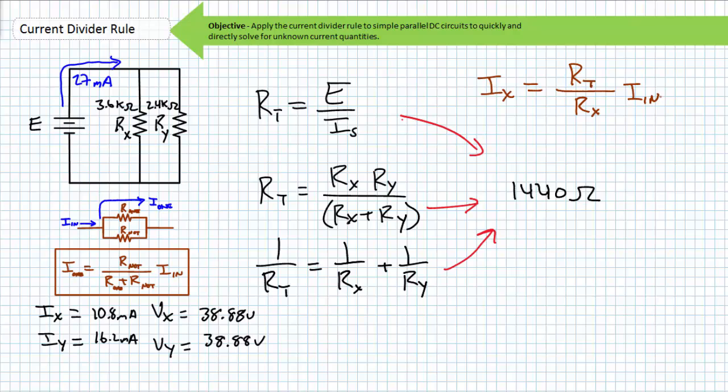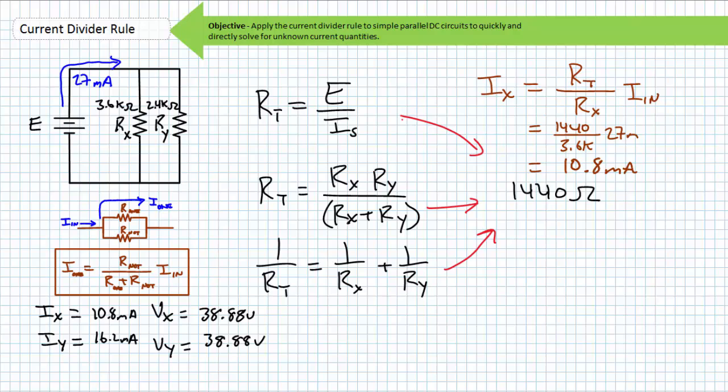Recall, one of the earlier CDR formulas frequently presented in textbooks is Ix equals RT divided by Rx times In, where Ix, the current through our element of interest, is equal to the parallel resistance of this combination divided by Rx, the resistor of interest, times our incoming current. Using this formula, we can also solve for the current through our element of interest. Substituting in the necessary values, we again find Ix to be 10.8 milliamperes.